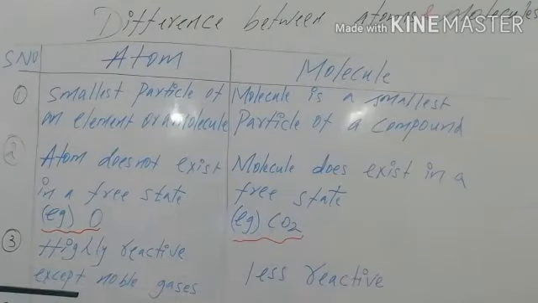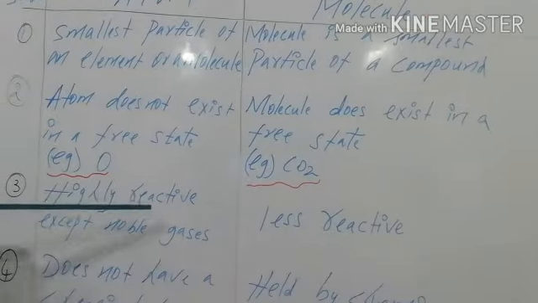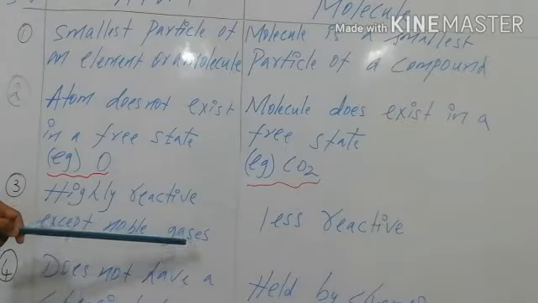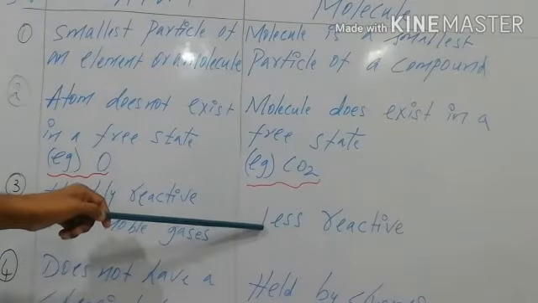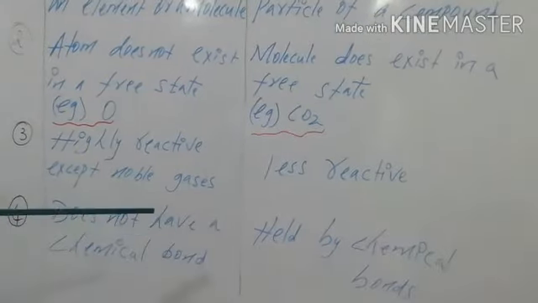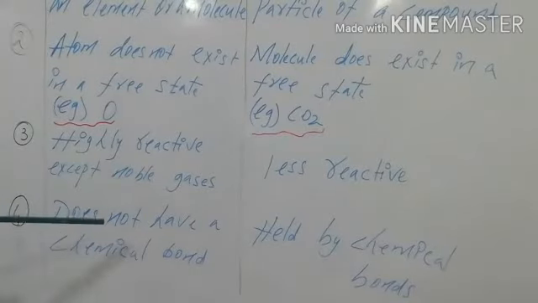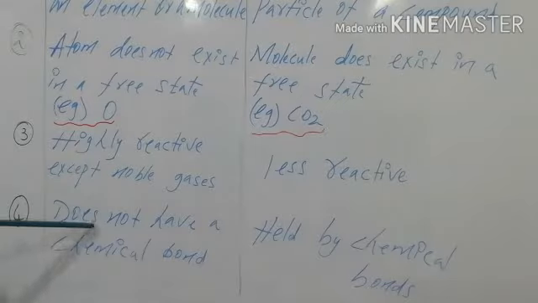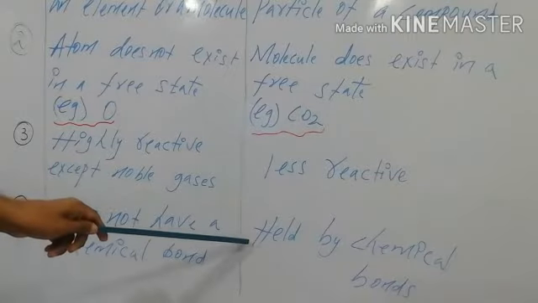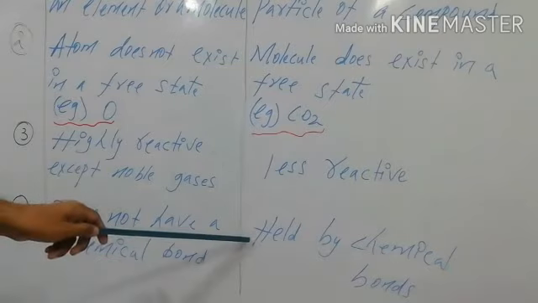Point number 3: atoms are highly reactive except noble gases, and molecules are less reactive because they comprise more atoms. In an atom, the number is very few, and that is the reason it is highly reactive. And point number 4: atoms do not have a chemical bond, but a molecule does contain chemical bonds, or we can say it is held by chemical bonds.